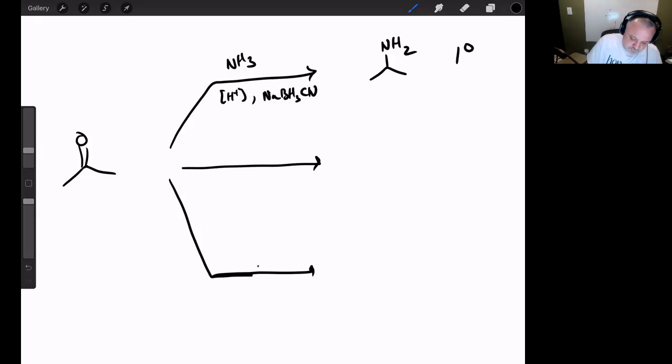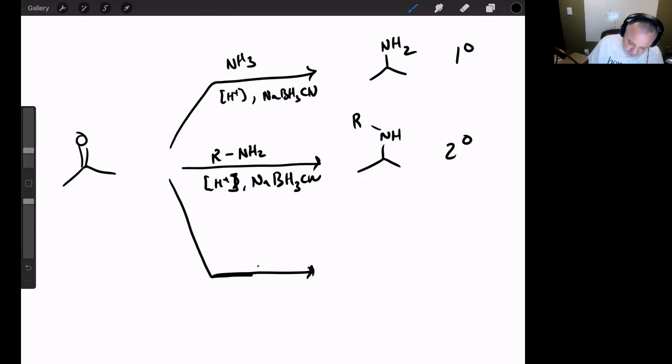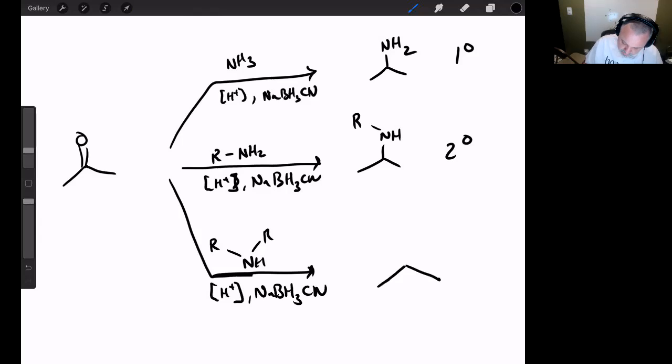a primary amine. If I react it with instead of ammonia, I react it with a primary amine, then I get a secondary amine, and it will even reduce enamines. So if I react it with a secondary amine, then I'll produce a tertiary amine as the final product.